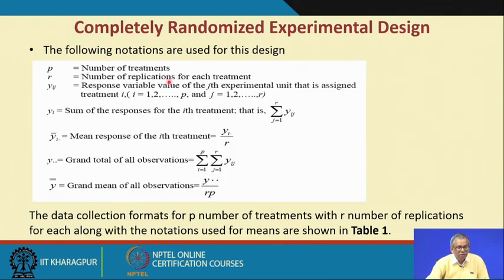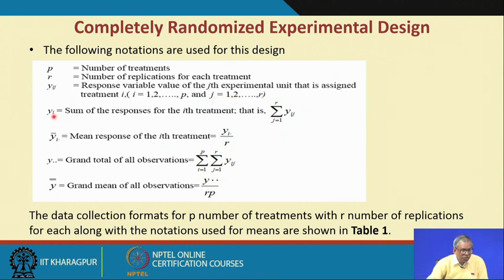Now, what are the notations we use? Let me first use these notations. P is the number of treatments. We already know what a treatment is. R is the number of replications for each treatment. We know why the principle of replication has to be followed. Yij is the response variable value of the jth experimental unit assigned treatment i. Here i varies from 1 to P and j varies from 1 to R.